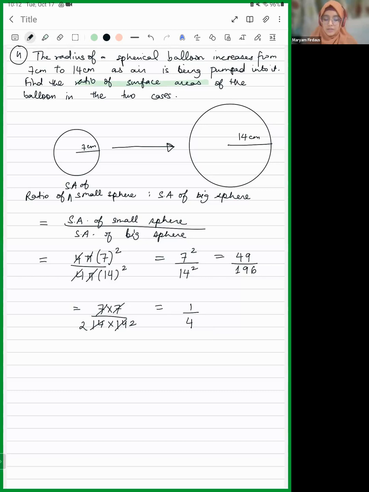Why? Because ratio is surface area of something divided by surface area of something else. So the unit of the numerator will be centimeter squared, and the denominator also has the same unit, so they will both get cancelled. So you will end up with no unit. So ratio never has any unit. Okay?